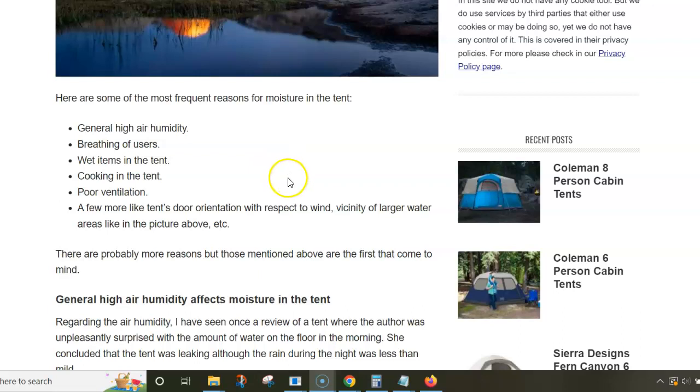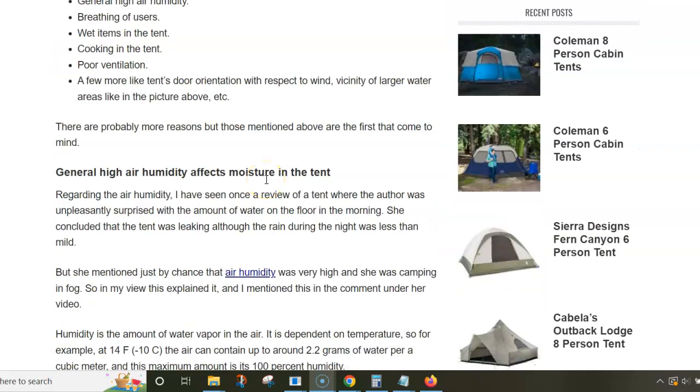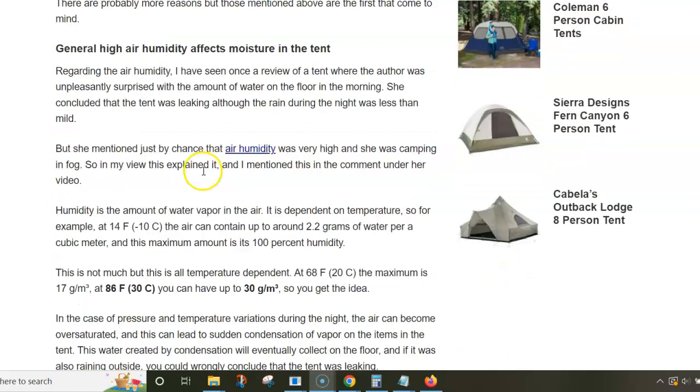So there are several possible reasons for the moisture in the tent, like general high air humidity, then breathing of users. You can have wet items in the tent. Also, when you cook in the tent, you can expect condensation. The tent can have poor ventilation, and there can be other factors like improper orientation of the tent with respect to the wind, vicinity of large water areas, and so on. So let me say a few words about each of these.